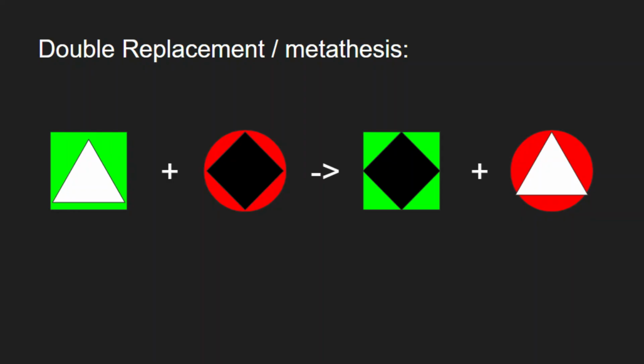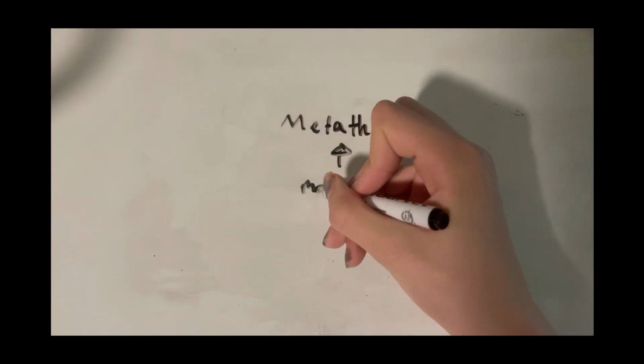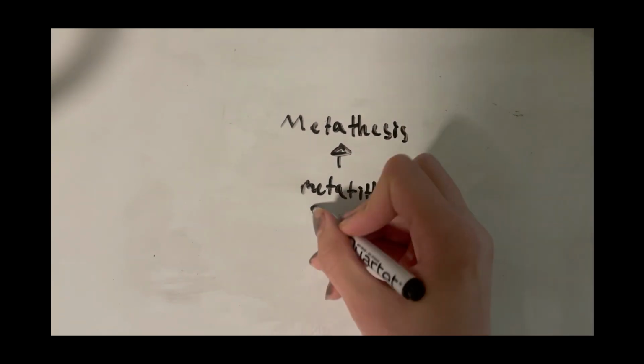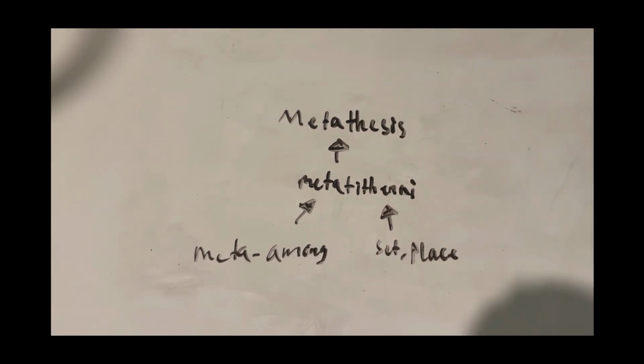The next kind of reaction is double replacement, or metathesis, and involves 2 compounds swapping parts, like with these shapes. Now, double replacement is pretty plain simple English, but metathesis is a slightly more complex word. It comes from the Greek word metatithemi, which is made of the word meta for among, and once again tithemi for set and place, so in total it means to place among.